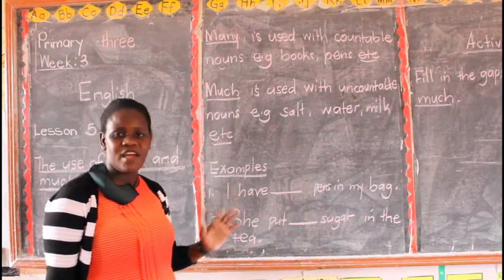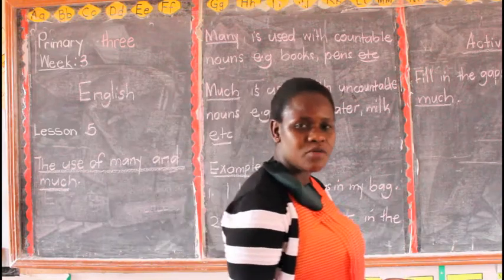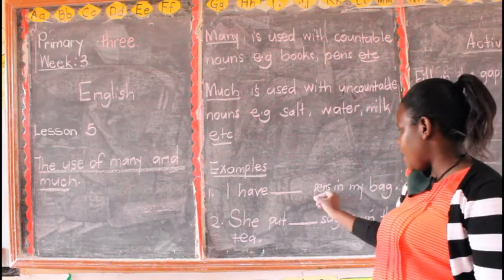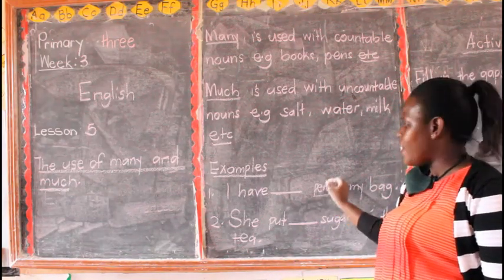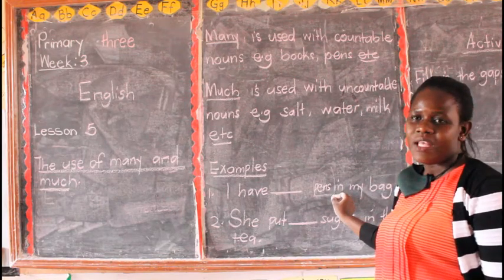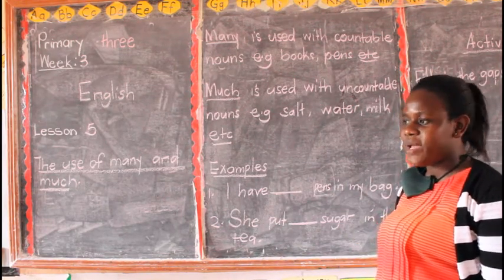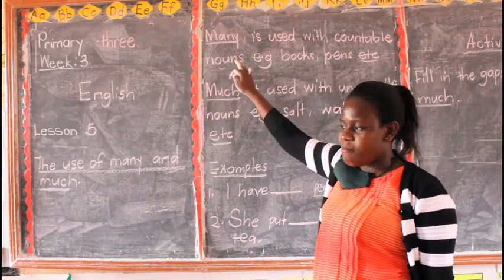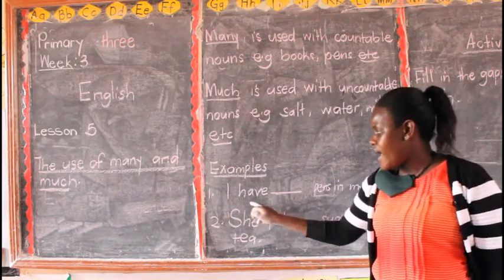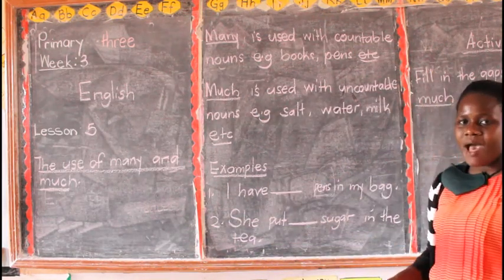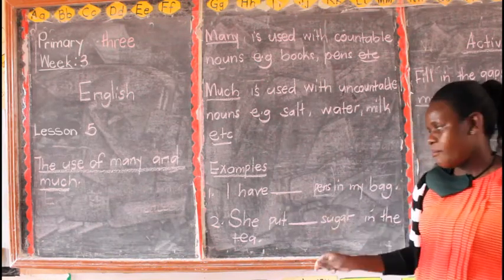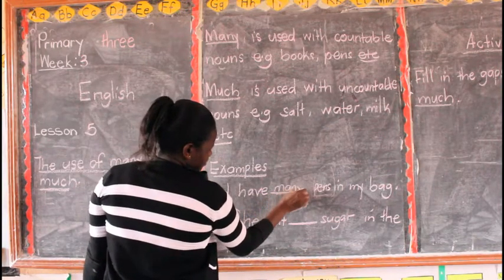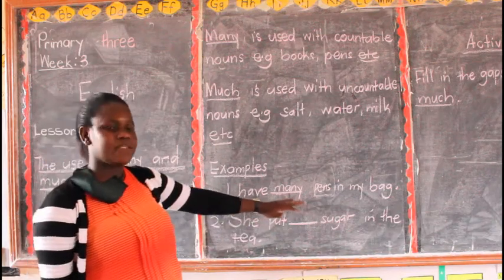You first of all identify the noun being used there. Is it countable or uncountable? I have dash pens in my bag. Here, the area of interest is the noun pens. Can you count pens? If you are able to count pens, it falls under countable nouns, and therefore you use many. So the answer will be, I have many pens in my bag. Are we together? Very well.